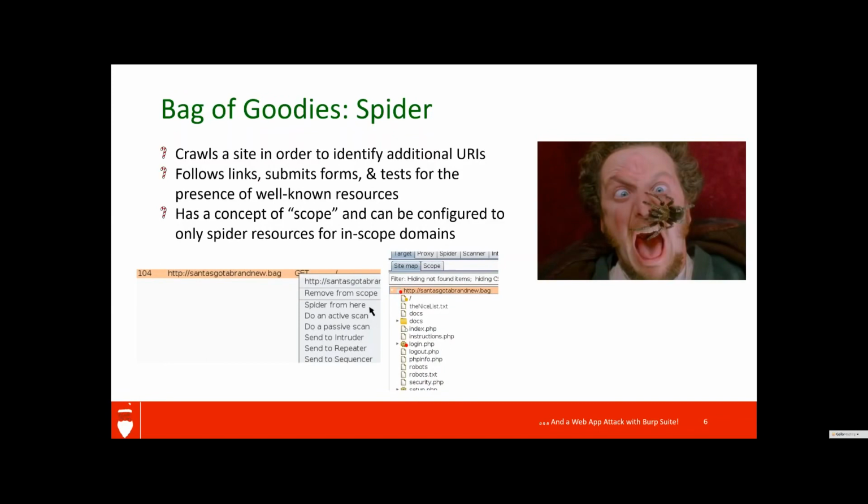Now, in terms of professional penetration testing, which is what we all are, Burp does have a concept of scope, right? So if there are links included in a site that are not within our scope, we can configure Burp to only follow the things that are within our scope, which is a really useful feature to have.